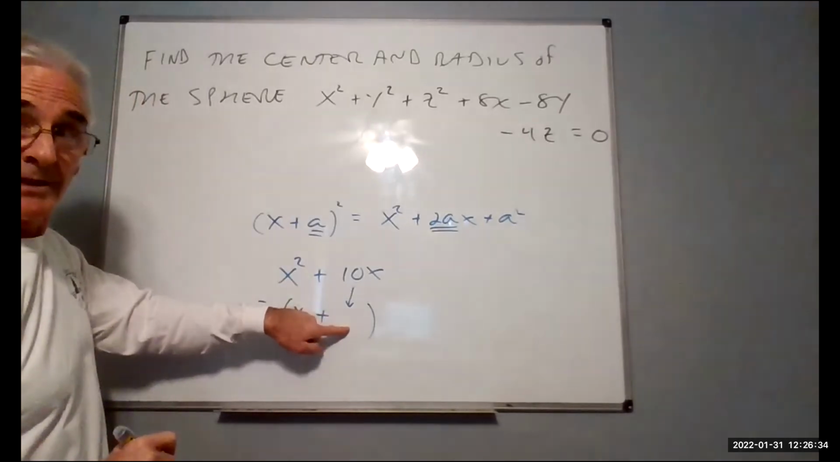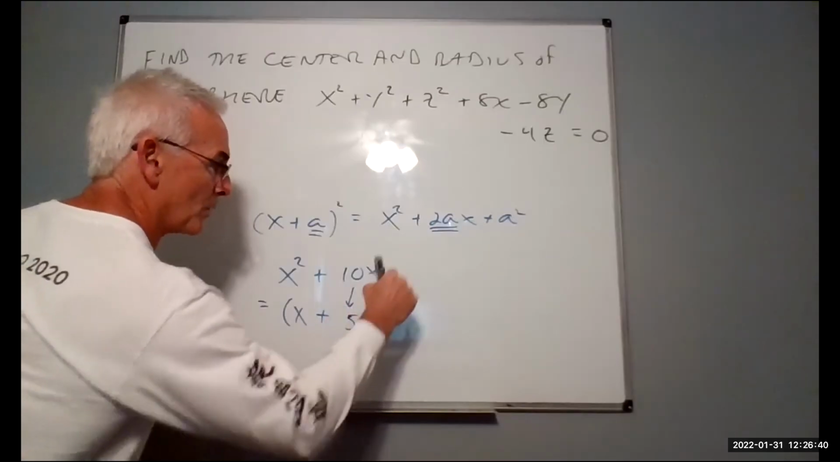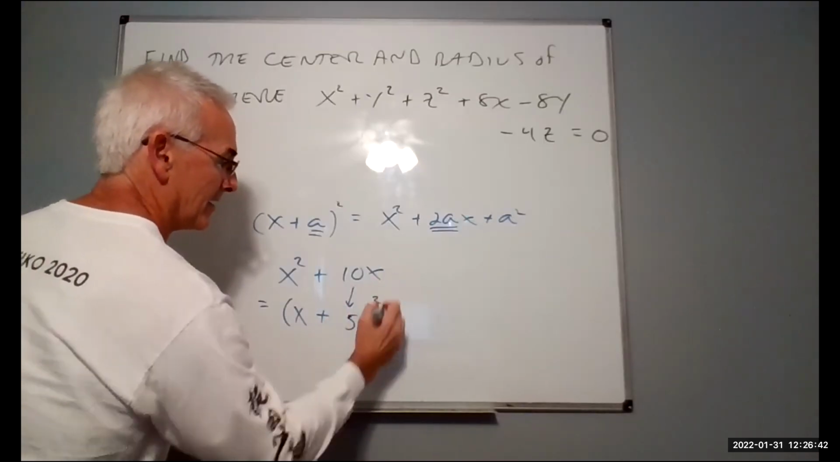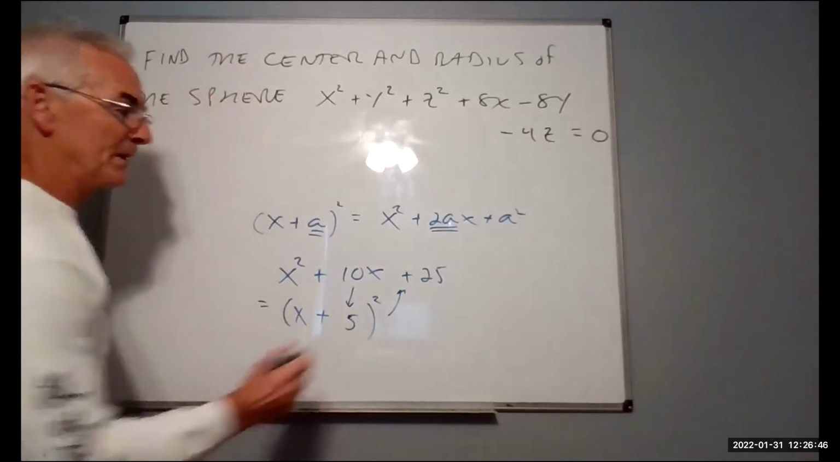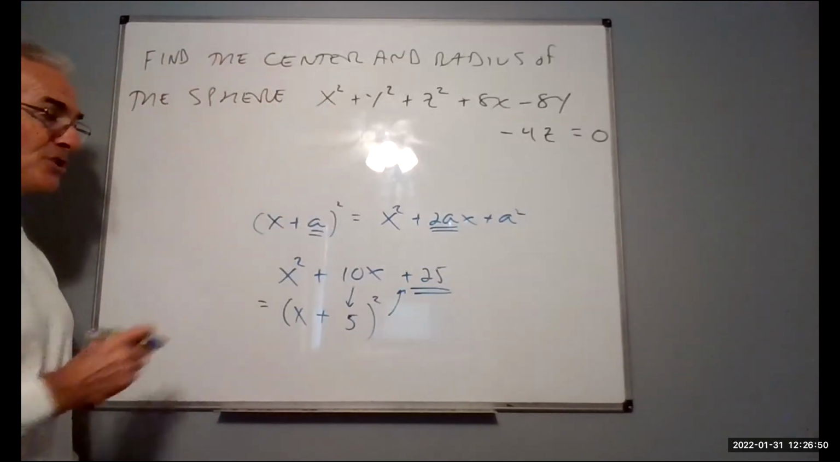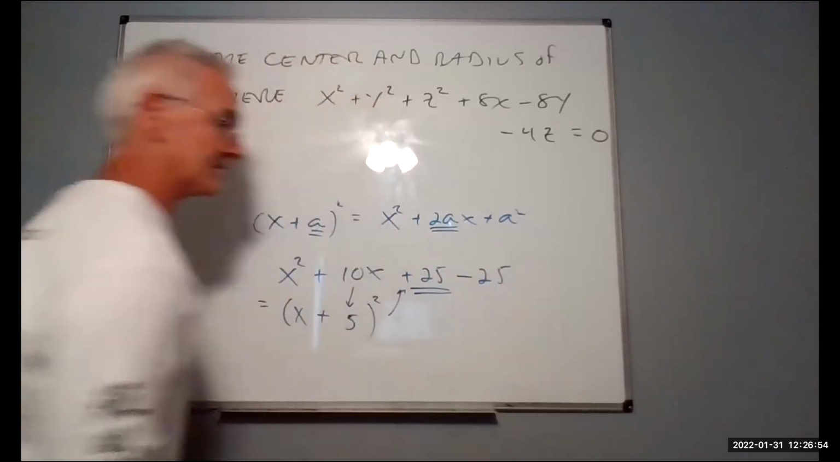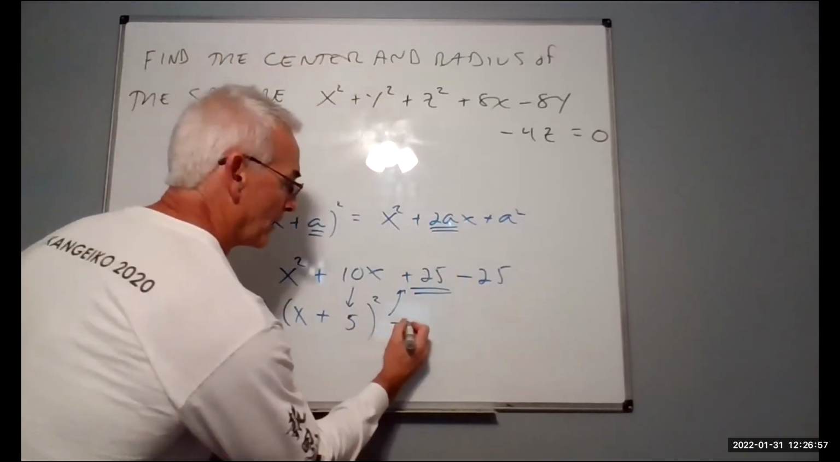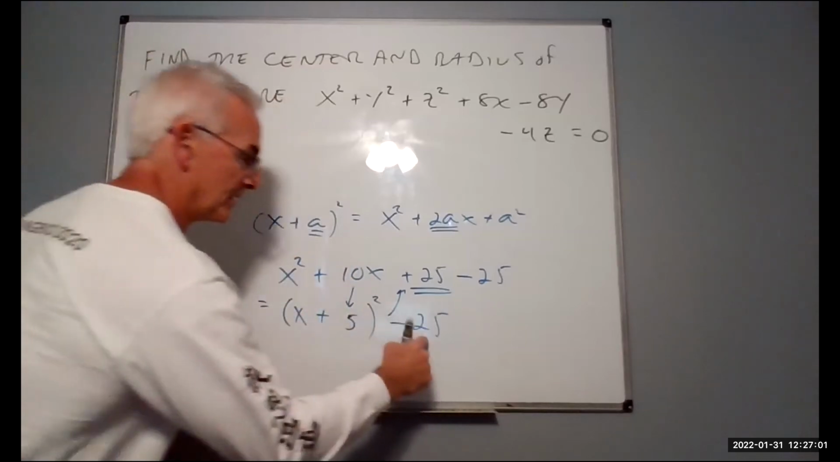What would this have to be? Anybody? 5. Oh, okay. So what would have to go here? I'll put a little arrow this way. This has to be 5 squared. So for me to complete the square, I would have to do this. Now, I just added 25 to this, so I would compensate by also subtracting 25. So if I was going to complete the square, x squared plus 10x is equal to this.